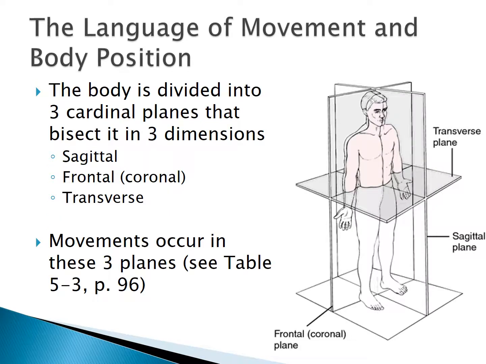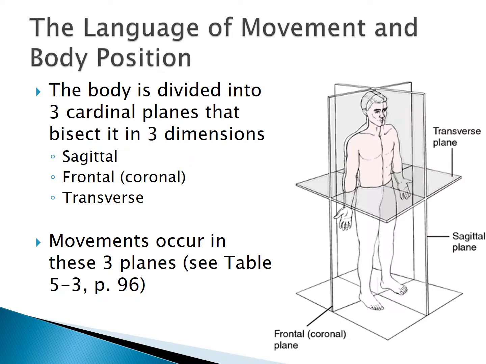The body is divided into three cardinal planes that bisect it in three dimensions. The cardinal planes are reference points that can be thought of as imaginary flat surfaces. The three planes are sagittal, frontal, and transverse. These planes are referenced in Figure 5-2 on page 95. The movements that occur in these planes are found in Table 5-3 on page 96.